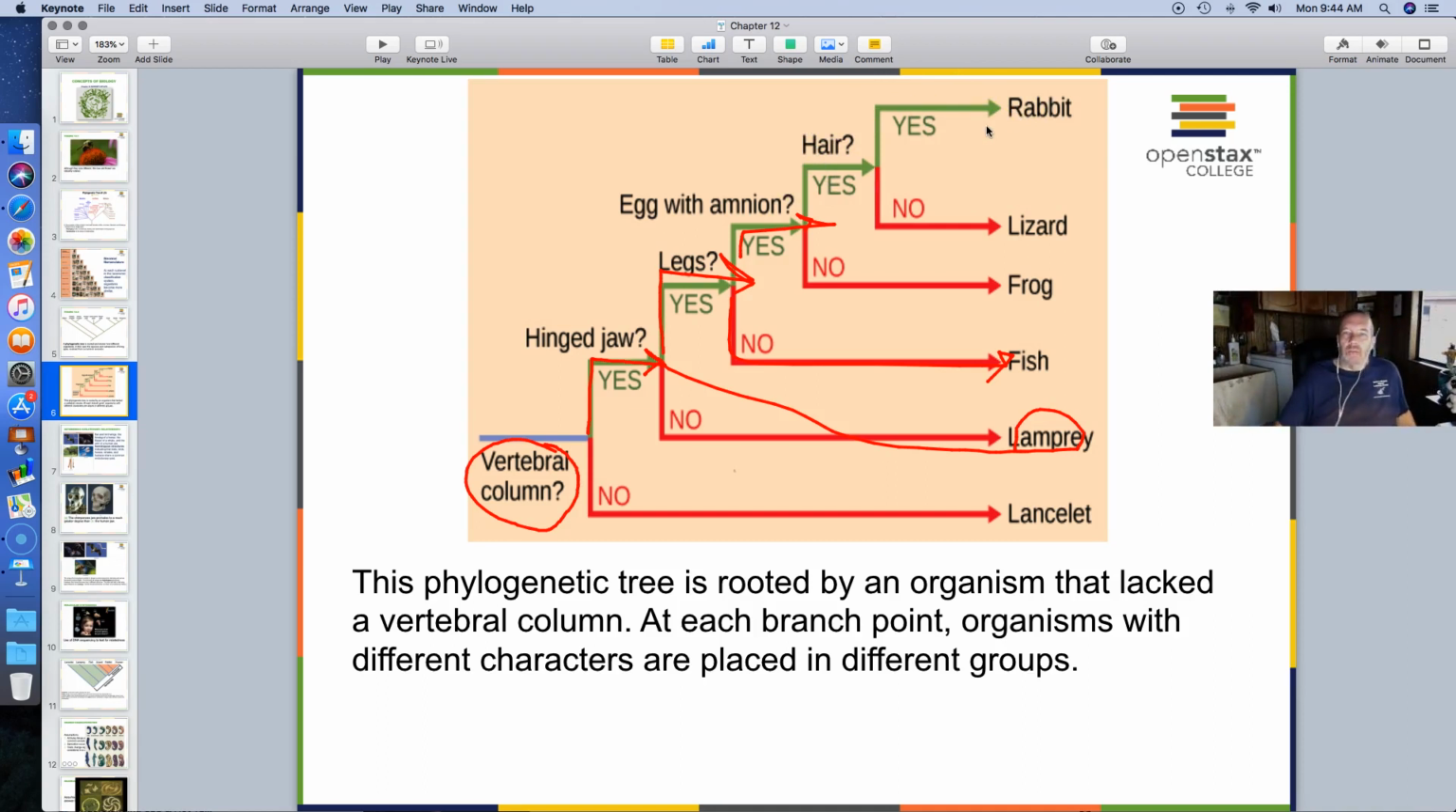So basically, this is what we would call a key. We use keys all the time in biology to go through and answer yes or no questions about characteristics, and then hopefully that leads us to specifically identifying something. And again, in this case, it's just choosing common characteristics. So things that are in these groups have these common characteristics.